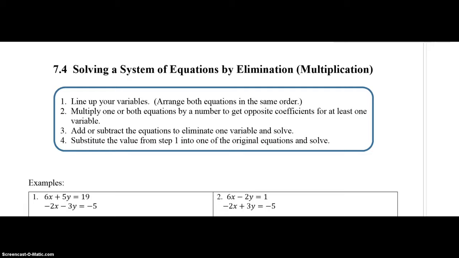So if you look at the steps here, they're very similar to yesterday. Line up your variables. Number 2 says multiply one or both equations by a number to get opposite coefficients for at least one variable. Okay? So that's the new piece. 3, add or subtract equations to eliminate. And 4, substitute the value from step 3 into one of the original equations and solve.